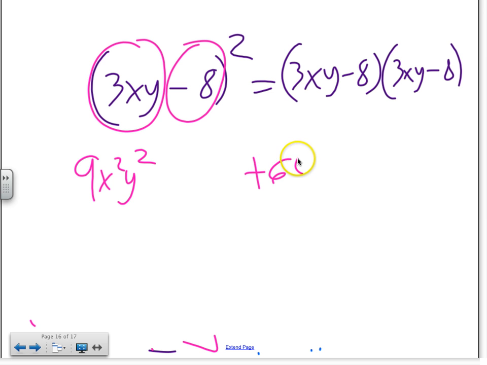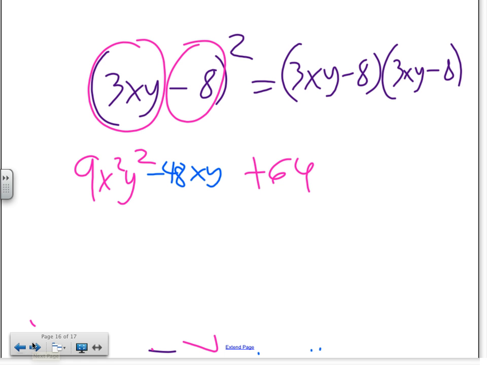Plus 64. Now here's the tricky one. What is my middle term going to look like? 24, and then times 2. So it'll be 48. Positive or negative? Negative, because negative 8. Very good. So negative 48 what? xy. There it is. Okay, without using the box. Of course, if you want to use the box, help yourself with that. Either way is fine.